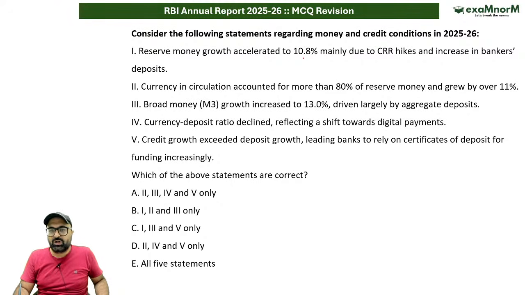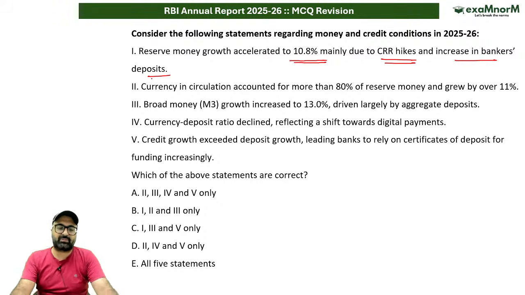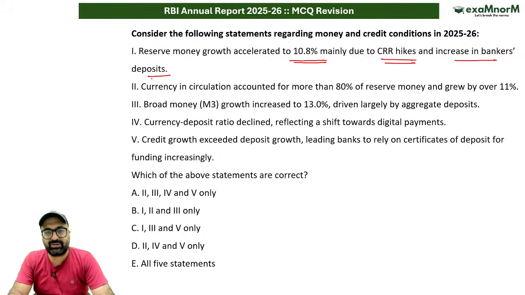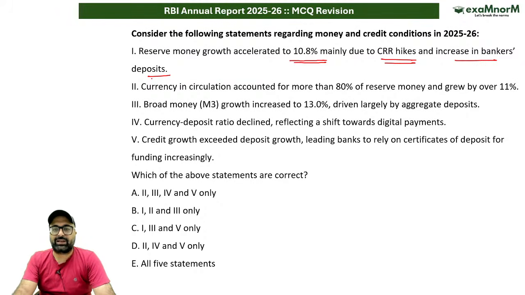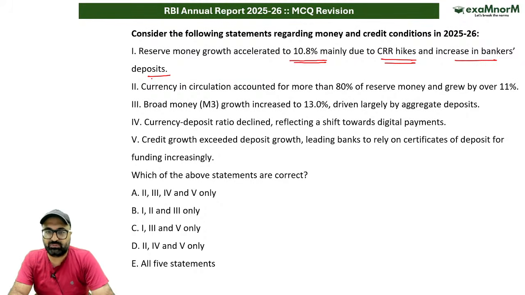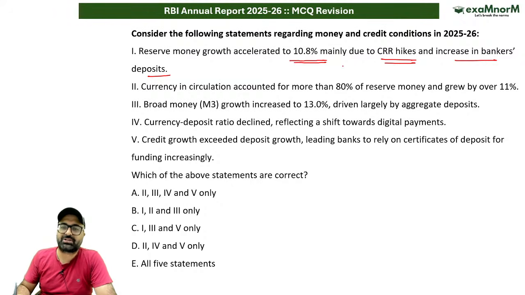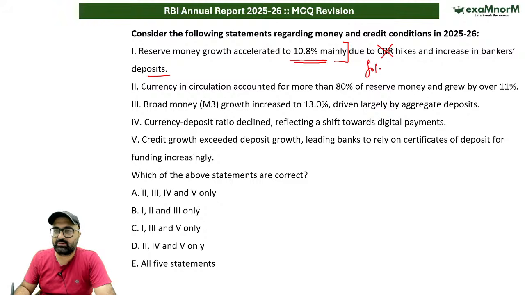Reserve money growth accelerated to 10.8% mainly due to CRR hikes and increase in bankers deposit. अगर मैं रिजर्व मनी की बात करूं, the reserve money has increased to 10.8%, but it is due to revaluation gains. It is not because of CRR. This is wrong. ये यहां तक सही है, but it is not due to CRR. Rather it is because of gold and rupee.